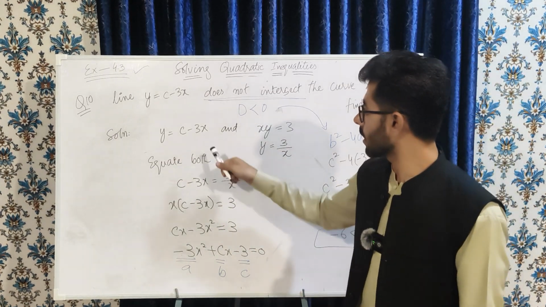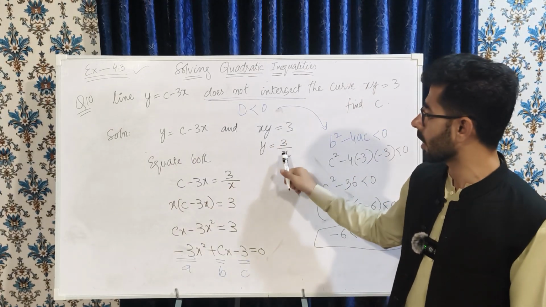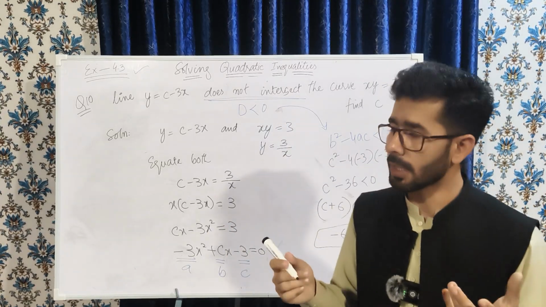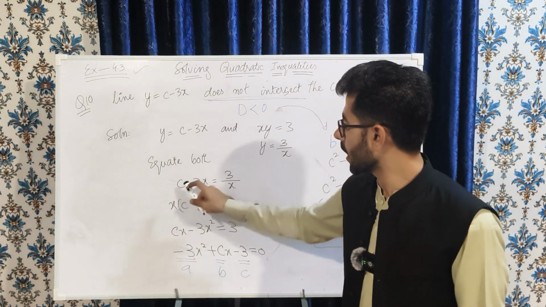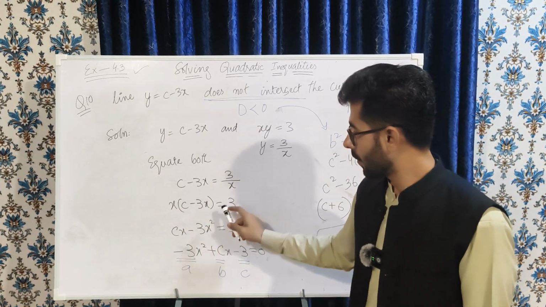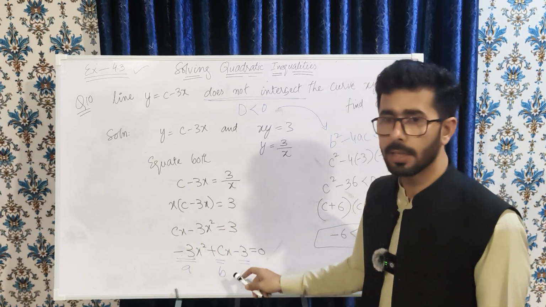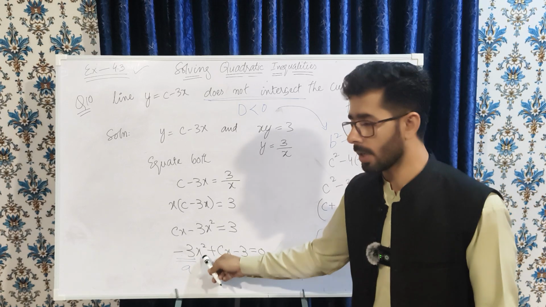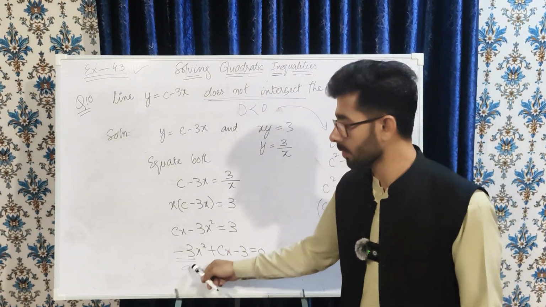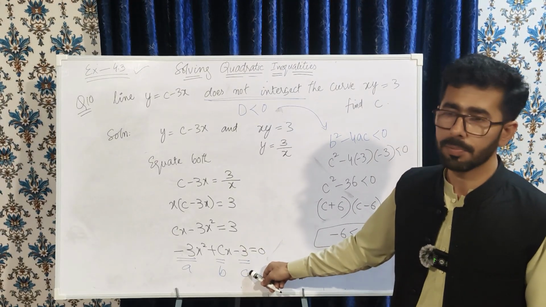If I equate both sides, y from the line is equal to c minus 3x and y from the curve is equal to 3 upon x. Both y values should be same in order to agree or meet at a point. So if I multiply x on both sides, I will have x times c minus 3x equal to 3. Further simplify it, we have cx minus 3x squared equals 3. 3 taken to the left, we will have negative 3x squared plus cx minus 3 equal to 0. So coefficient a is negative 3, coefficient b is c, and constant c is negative 3.